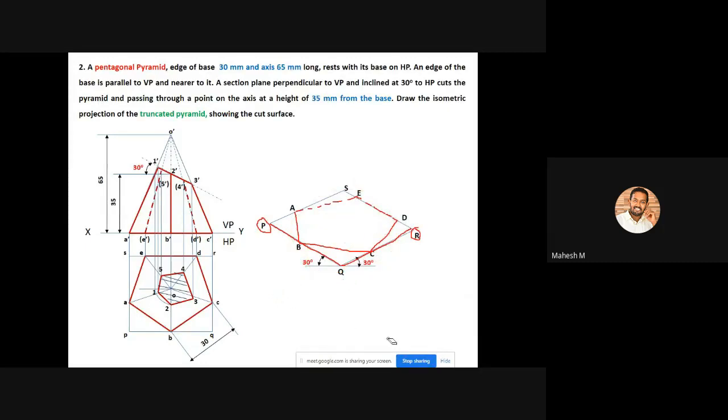Do you have any doubts? So you have to submit your second diagram up to this. If possible, try to complete the total isometric projection.